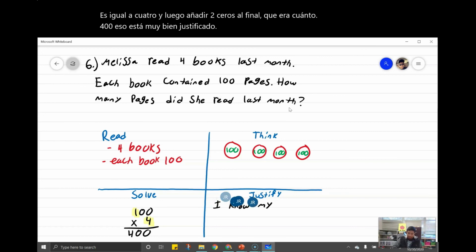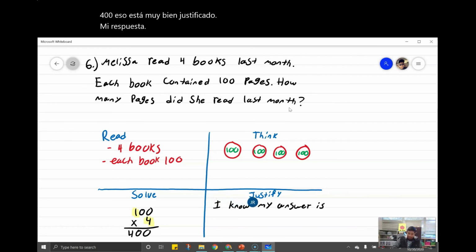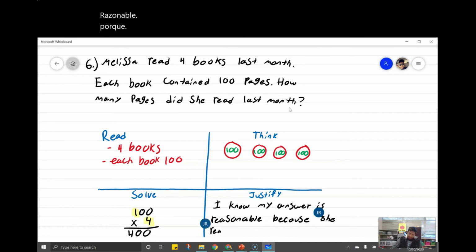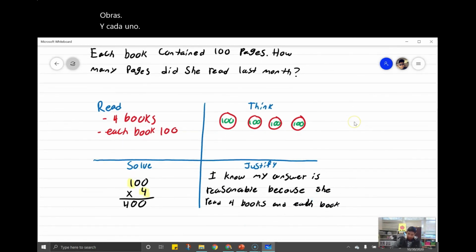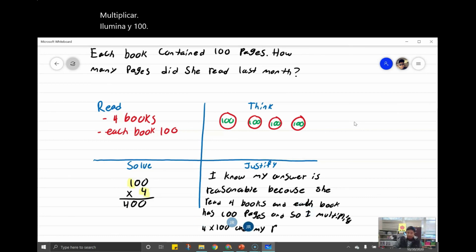I know my answer is reasonable because she read 4 books and each book has 100 pages, and so I multiply 4 times 100, and my product is 400. Look at you using that vocabulary that we just learned.